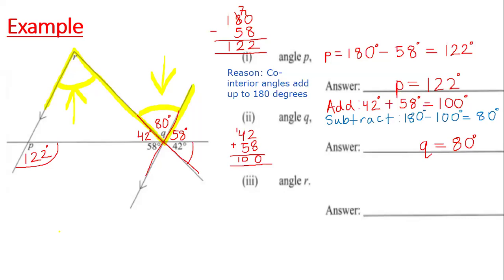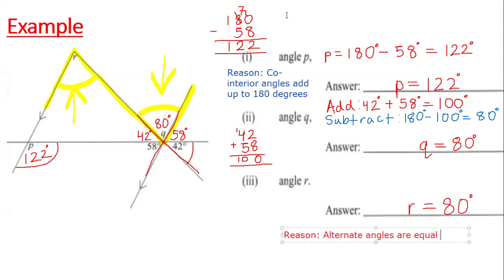Now, why is R 80? What's the reason? Because they're alternate angles. Very good. We say R is 80 degrees because of alternate angles. Which shape do alternate angles form? A Z. Very good. Alternate angles are equal, and that's why R is equal to 80.